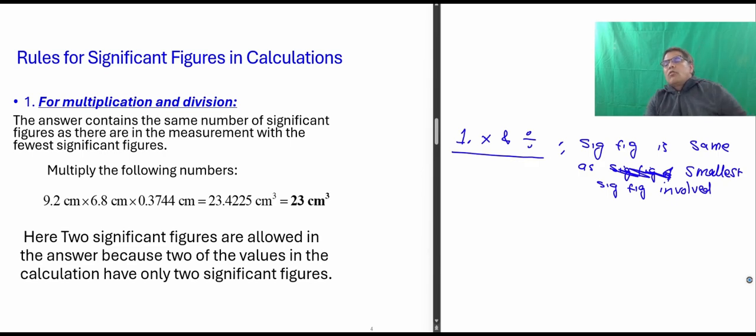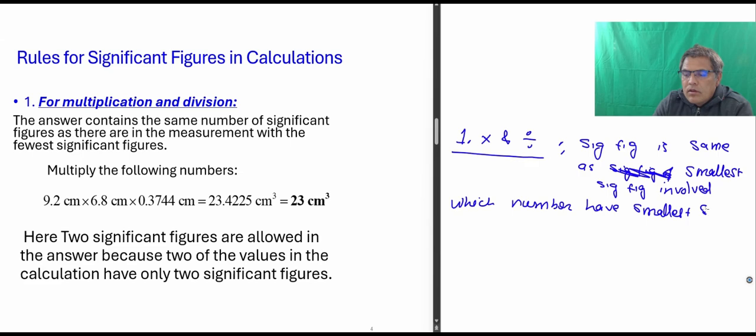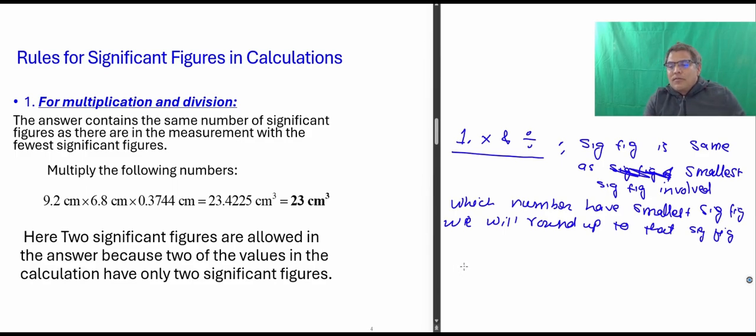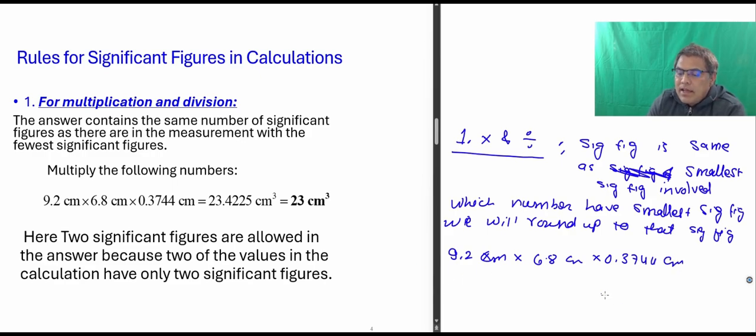There are many numbers you are multiplying or dividing. Out of them, find which number has the smallest sig fig. We have to round off to that sig fig, not the decimal value, that sig fig value. Okay, now let's take one example: 9.2 times 9.2 centimeter times 6.8 centimeter times 0.3744 centimeter.